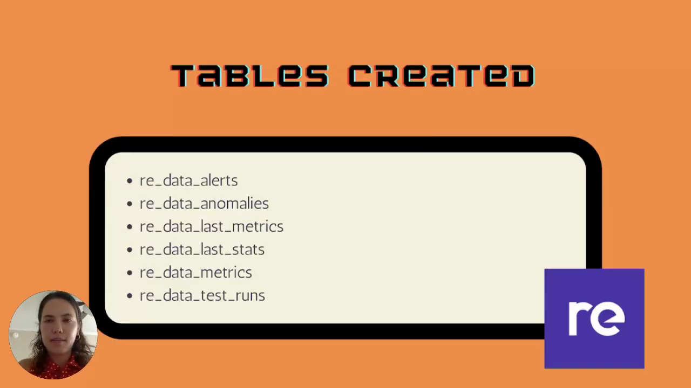And an important thing to keep in mind is that it's going to create an REData schema with these tables and views in the default database that's specified in your profiles.yaml within dbt. So you might have to do some reconfiguring depending on where you want that REData schema to be created.